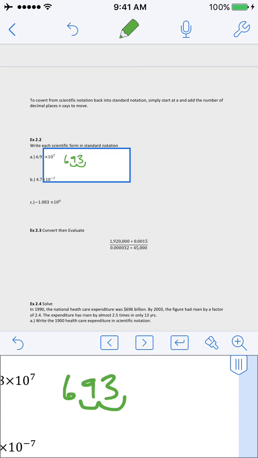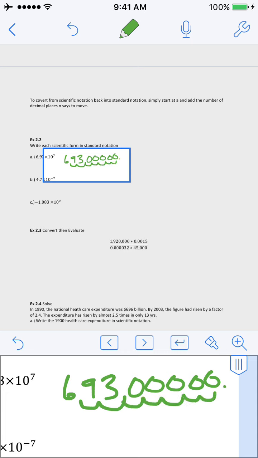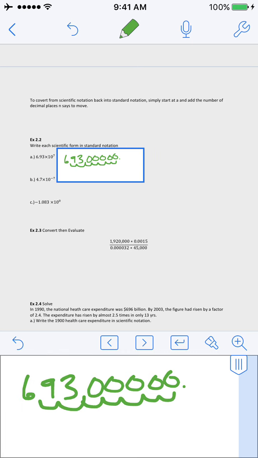If I already moved 2, I need to move how many more? Alright, I hope you said 5, because 2 plus 5 would be 7. So I'm going to have to add 5 zeros. 1, 2, 3, 4, 5, 6, 7, there's my decimal place. 69,300,000 is our number.